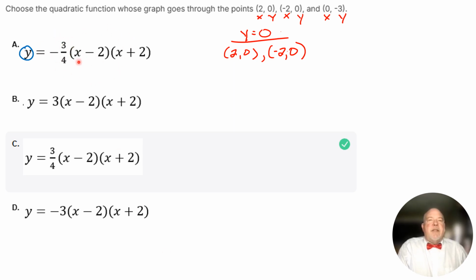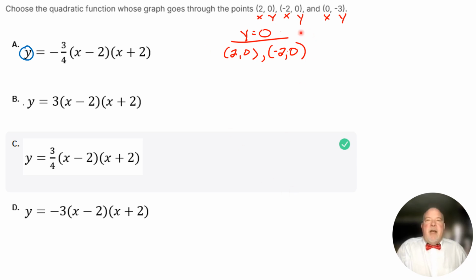Well, if x was equal to 2, 2 minus 2 would be 0, and then all these things are multiplied by 0, and that would be 0. So one of the roots is 2. The x value for this one is -2. Okay, so that works, right? So it could be answer A. And then if I look at answer B, it's got the same roots, and answer C and answer D. Okay, so they all have these roots. So that didn't really help us much.